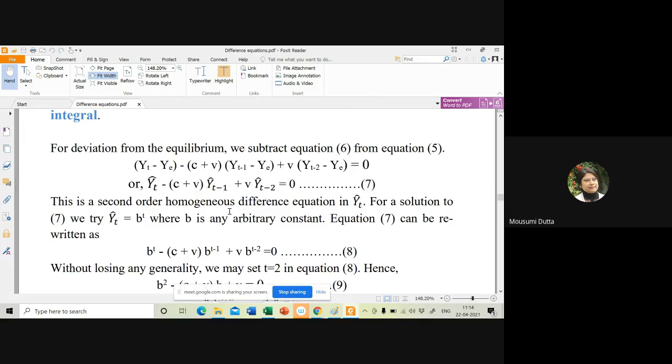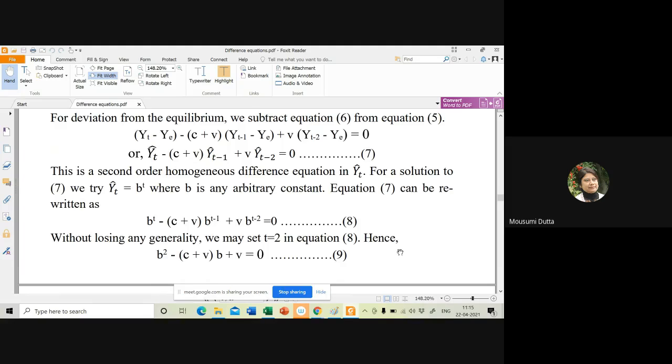This is a second order homogeneous difference equation in yt hat. I hope everybody will agree this is the homogeneous form of the equation, because on the right hand side we do not have any constant term. It is equal to 0. For a solution to equation number 7, the homogeneous form, we try yt hat equal to b to the power t, where b is an arbitrary constant. So equation 7 can be rewritten with b to the power t in place of yt hat, b to the power t minus 1 in place of yt minus 1 hat, and b to the power t minus 2 in place of yt minus 2 hat. This is equation number 8.